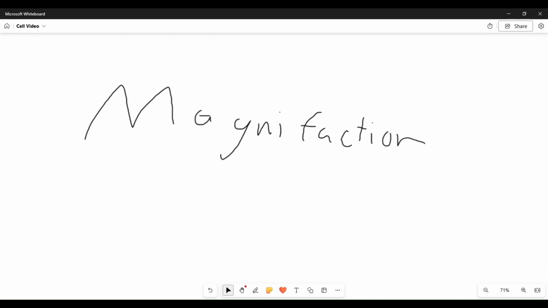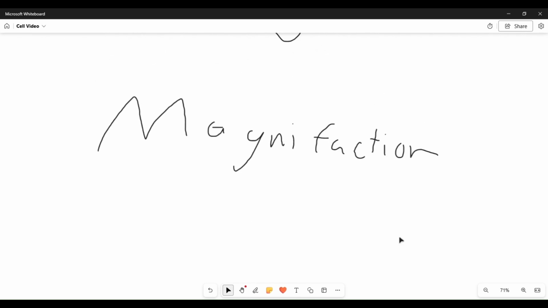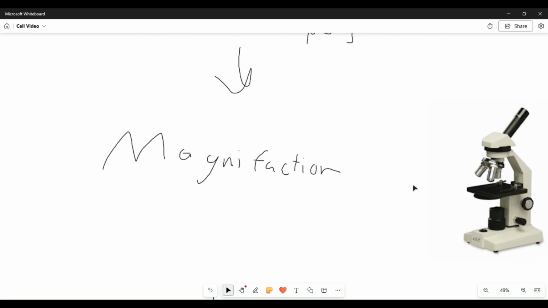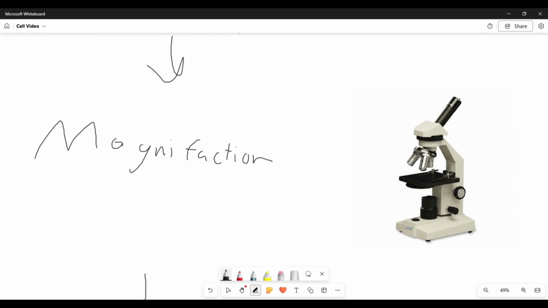Now, in order to determine the total magnifying power of a microscope, for a light microscope at least, you must look at two things. First, the ocular. Here, the ocular is going to have its own magnification power, since there are lenses in here, and the objective, as these are also going to have a lot of magnification power.